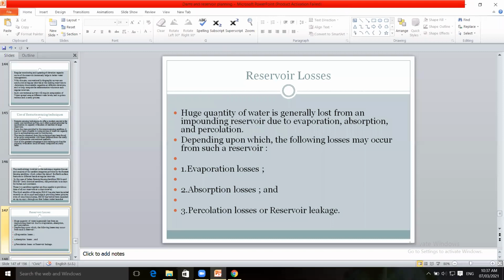In 1 minute this session will close. After this, you will see the reservoir losses. The losses are of 3 types: evaporation losses, absorption losses, and percolation losses or reservoir leakage.